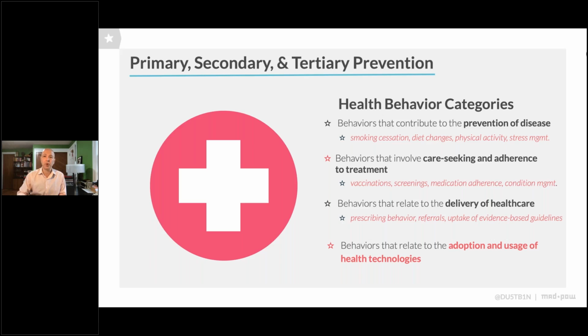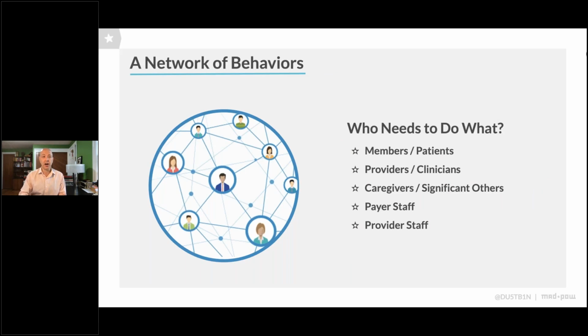So we can think about these broad categories of behavior, and within each one of these categories, there are a number of people whose behaviors may contribute to the success within those categories, right? So if we think specifically about who needs to do what for any outcomes to occur, we really are thinking about different populations and the relationships in between those populations.